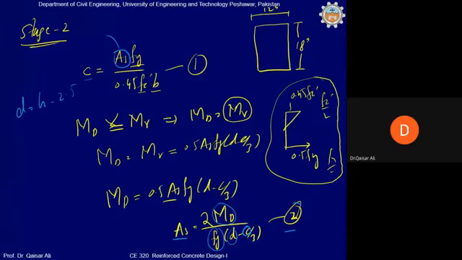For that you will calculate the value of As. You will put this value of As in equation 1 and you will recalculate the value of C. Then again you will put the new value of C in equation 2 and you will recalculate the value of As. और इसी तरह आप ट्रायल करेंगे, and for the 2 consecutive trials if you get the same value of As, then you will stop the trials and that will be your design reinforcement for the given demand. Clear?